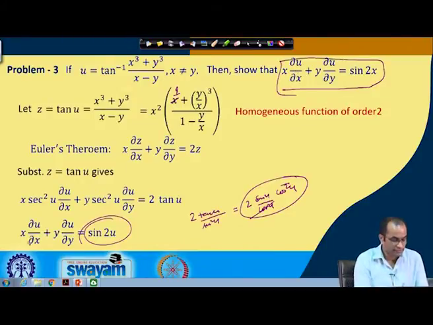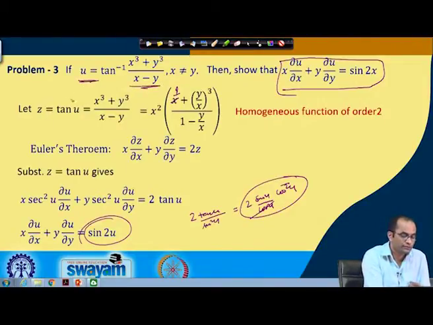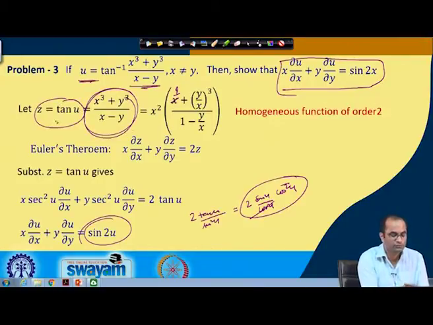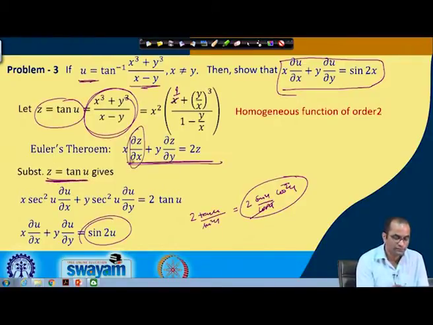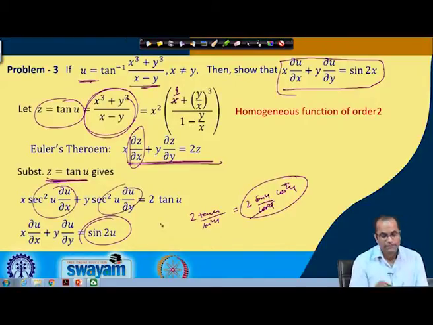So we get the desired quantity: x del u over del x plus y del u over del y is equal to sin 2u. The important point here is that this u was not a homogeneous function, but by defining z is equal to tan u, which is x cube plus y cube over x minus y, it becomes homogeneous, and then we applied Euler's result on z, and noting that z is equal to tan u, we computed the partial derivatives of z with respect to x and y, and then we get the desired result.